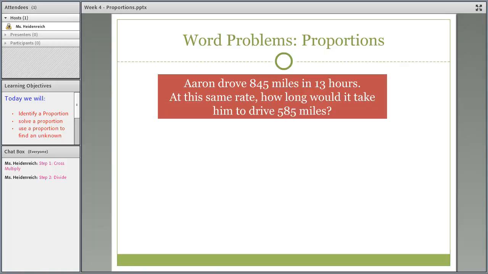Okay, first, figure out what they want you to know. They want to know how long it would take. How long? That would be like hours. So x is in hours. Okay, so that's going to match somewhere in our proportion with the 13 hours. And then we start using that first sentence to create a fraction. So we've got 845 miles in 13 hours.